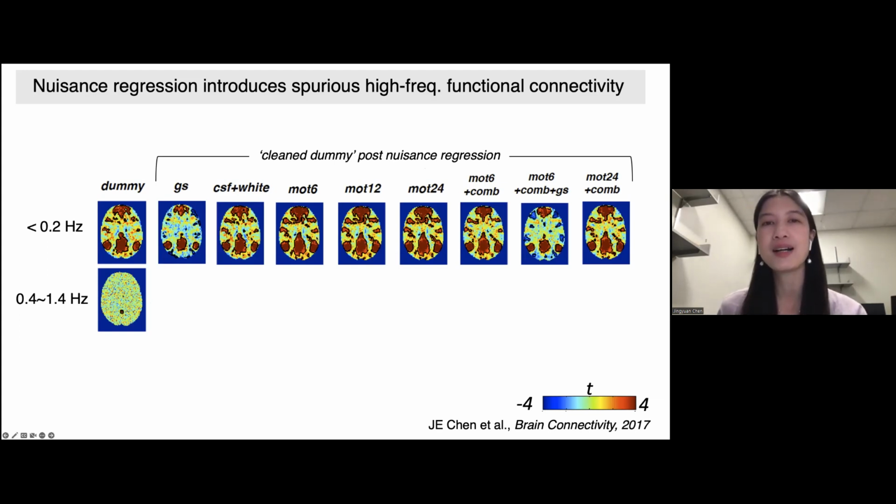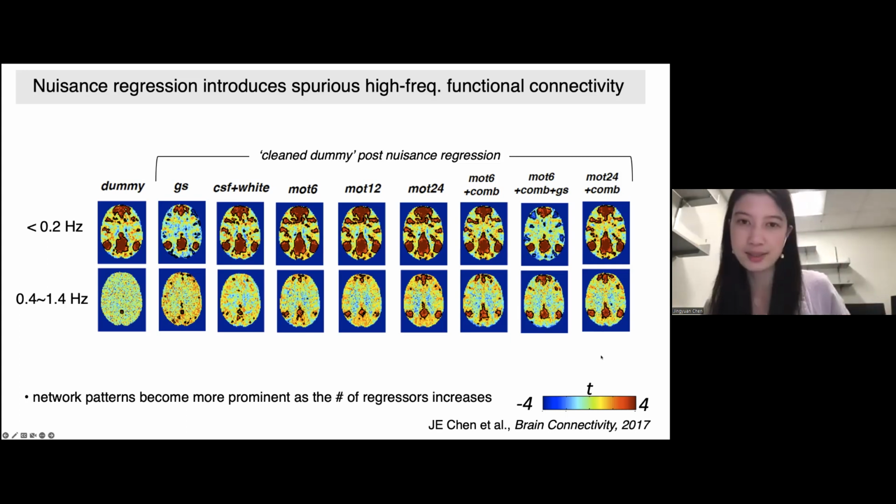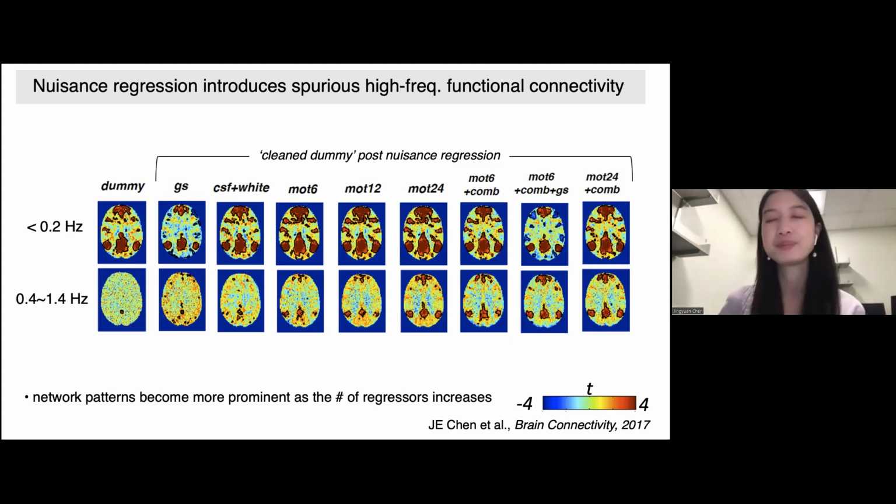So how the different combinations denoise the data is already consistent with previous reports, which I won't go into much detail. But if you look at the higher frequency band, even though the data originally doesn't have those higher frequency network structures, post-nuisance regression is going to introduce a lot of network structures here, mimicking the lower frequency band information, and those are purely introduced by nuisance regression. And with an increasing number of regressors, the patterns become more prominent. That makes sense because when you have more regressors, it's going to fit the original data space better.